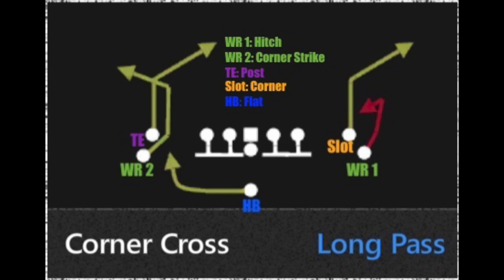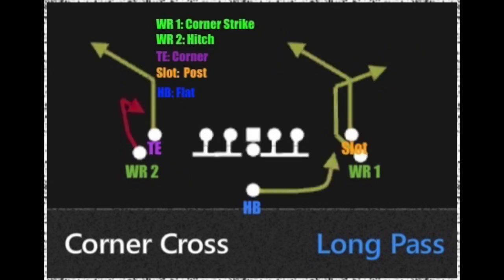So here is the play when it's not flipped. You have your wide receiver 1 running a hitch route, your slot receiver running a corner route, your halfback running to the flats, your wide receiver 2 running a corner strike, and your tight end running a post route.